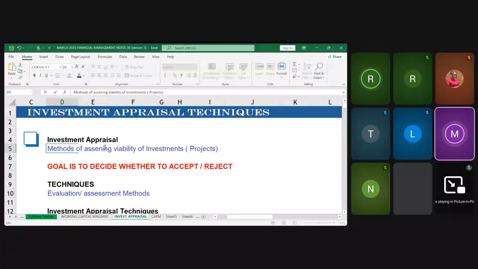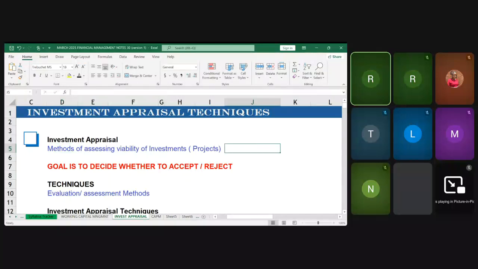Please make sure that your mic is muted if you are not contributing. If you do have noise in the background, please just mute your mic, okay? If you feel like you want to contribute, just unmute yourself and make your contribution.